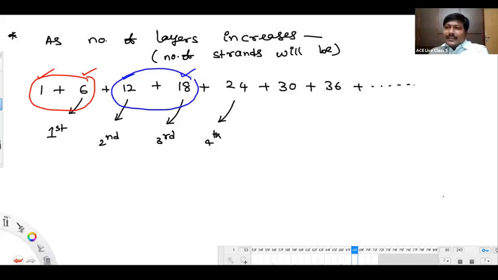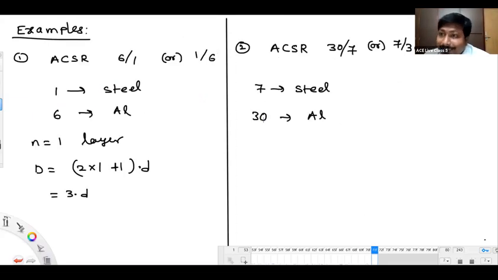See, my intention is to tell you whatever the 30 I said now, it's not the number of aluminum strands in the last layer. It will be the total number of aluminum strands. So steel will be 1 plus 6 and aluminum will be 12 plus 18. So the number of layers will be 3.